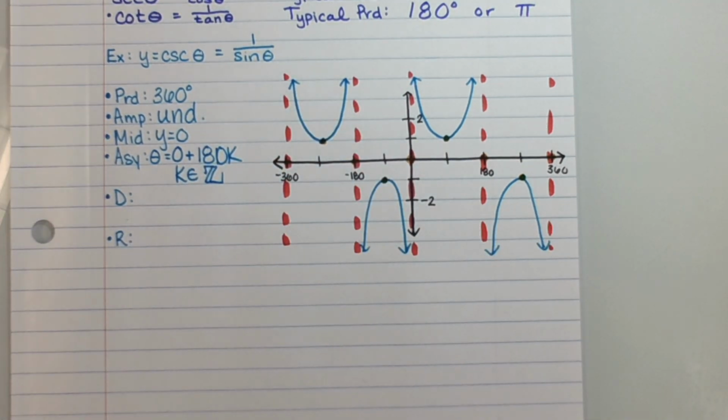I said there was an advantage for 0, right? Do you really have to write 0 plus something? No. If you have an asymptote at 0, you could have just written theta equals 180k, k is an integer.